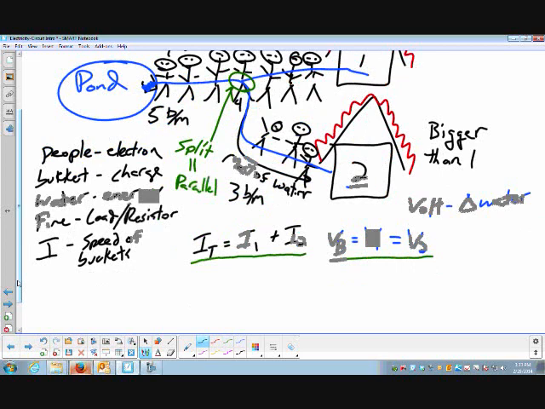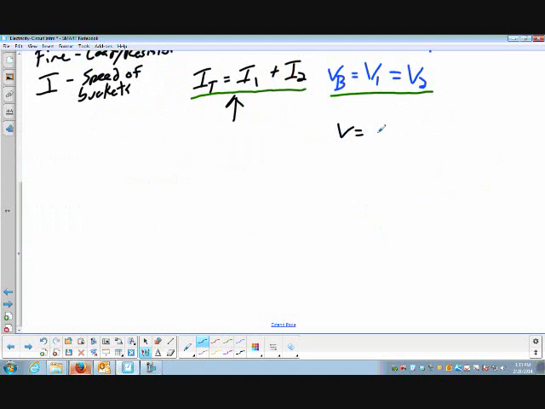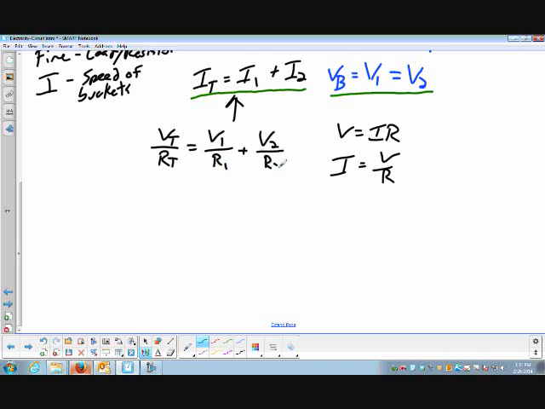I think what I want to do is take a quick look and apply Ohm's law to that statement with the current and see what happens. And remember, Ohm's law, V equals IR. If I rewrite that, I is equal to V over R. So let me rewrite this expression with the current in terms of Ohm's law, and my total current would be my total voltage over my total resistance, equal to V1 over R1 plus V2 over R2.